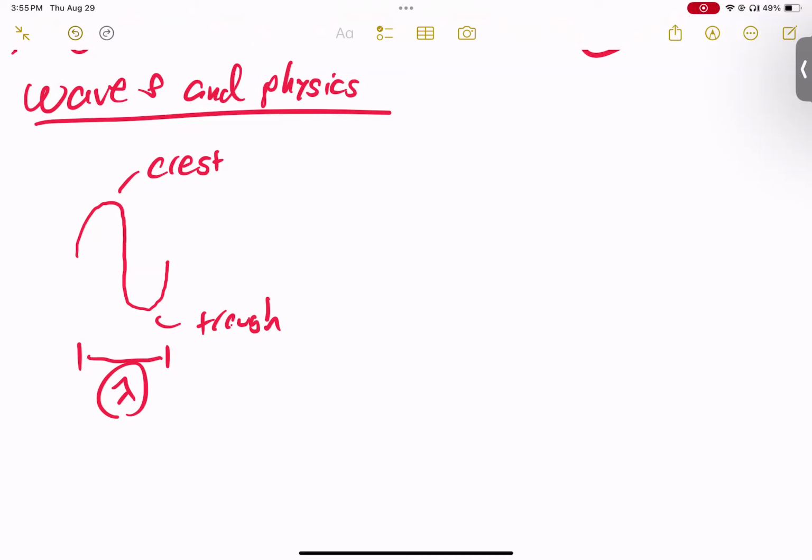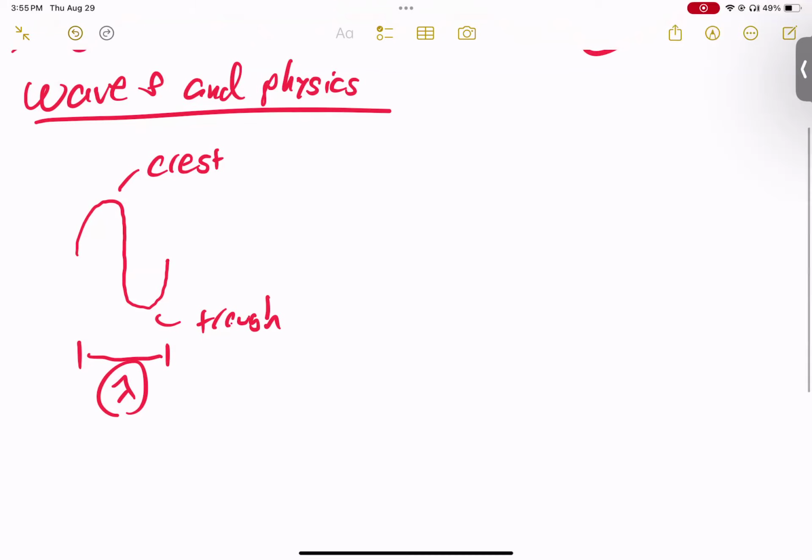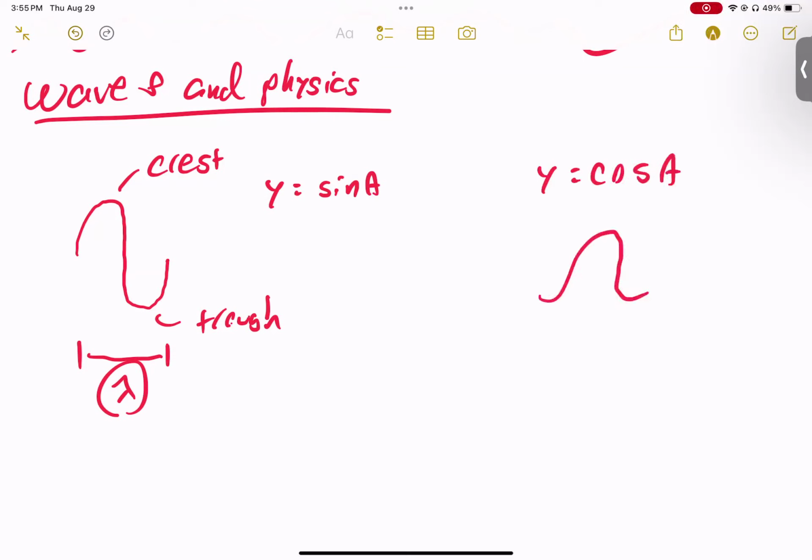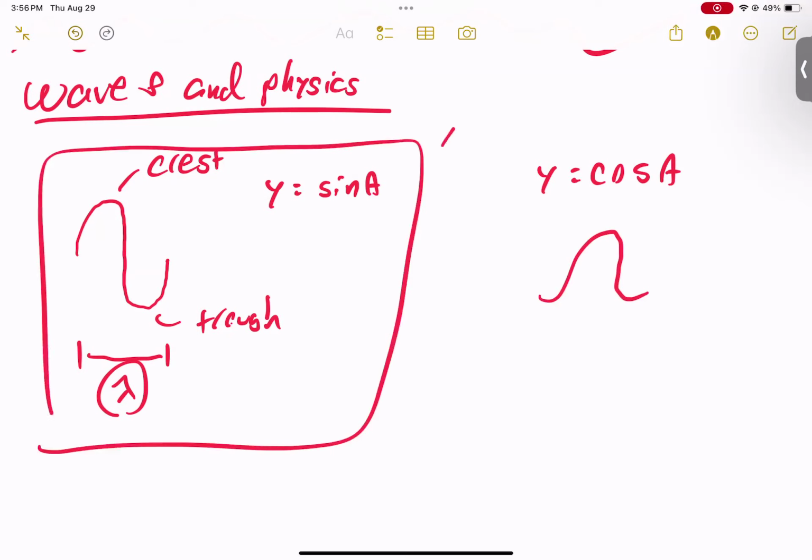For example, in a sinusoidal wave, derived from y equals sine theta, this would be one cycle. If you have something like y equals cosine theta, it will look something like this. But in most cases, you're going to be working with sine waves. Sinusoidal waves are the most common ones, so don't worry too much about the cosine waves.